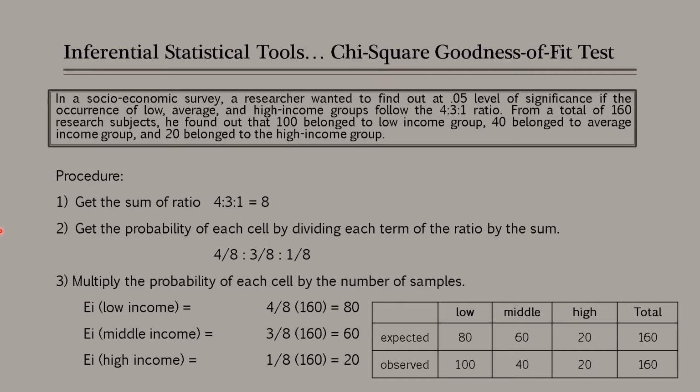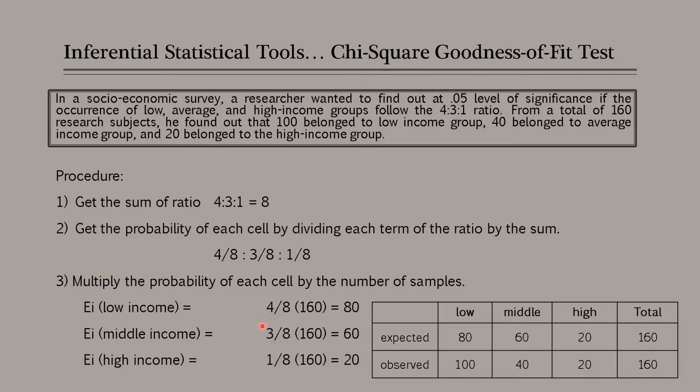The computation starts with getting the sum of the ratio: 4:3:1 is equal to 8. Now, number 2, get the probability of each cell by dividing each term of the ratio by the sum. So it will be 4/8 is to 3/8 is to 1/8. Third step of the procedure is to multiply the probability of each cell by the number of samples. In this case, 4/8 multiplied by 160 for low income to come up with 80.